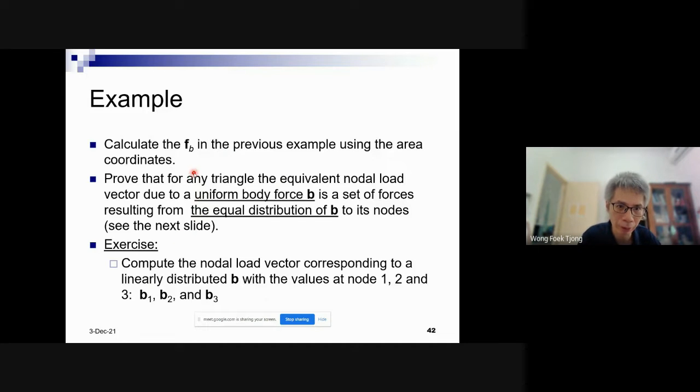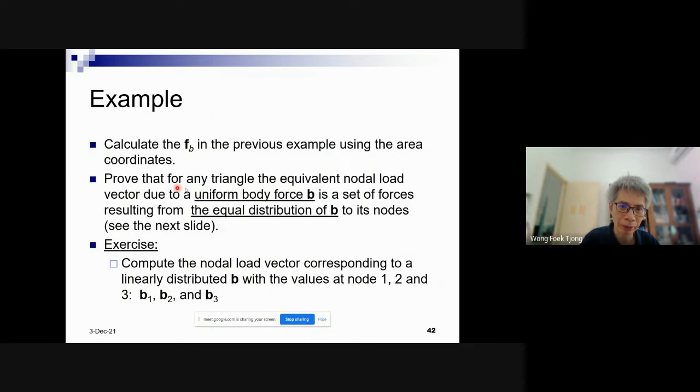So the equivalent body force FB. Using the area coordinates, we can calculate the equivalent nodal body force easily. For example, calculate the equivalent nodal body force in the previous example. Previous example refers to using constant body force, or maybe let me directly point out to this question.